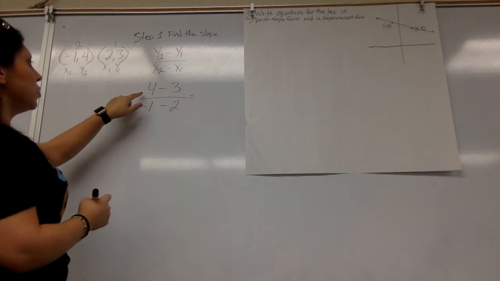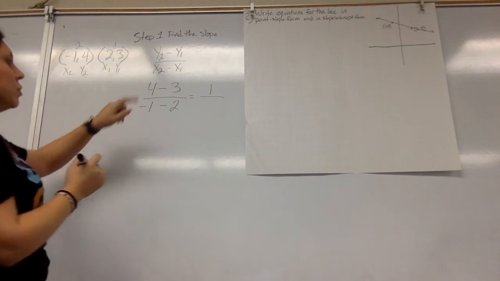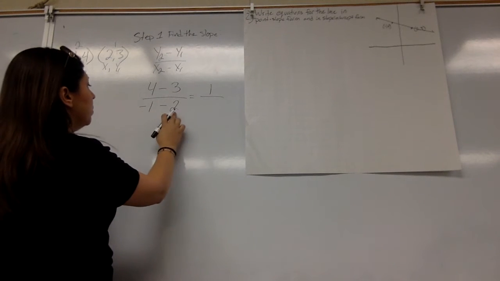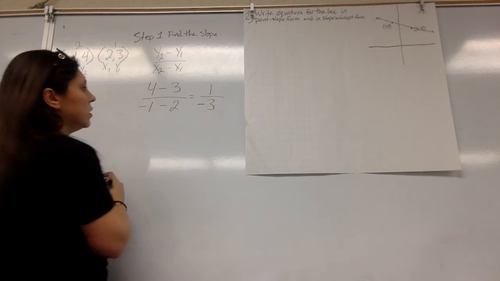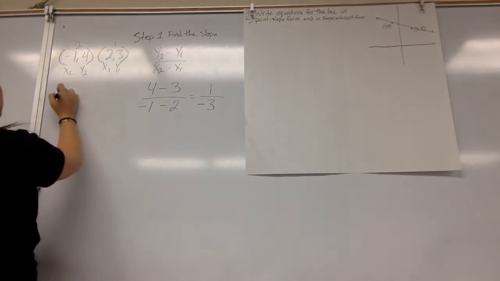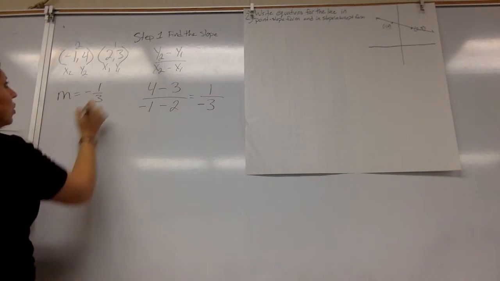Different signs, so I'm going to subtract. 4 minus 3 gives me a +1 because the 4 is bigger. Same sign, so I'm going to add and keep. So 1 plus 2 gives me a 3. Since they're both negative, I'm going to have a negative. I can't simplify that any further, so my slope is going to be -1 over 3.